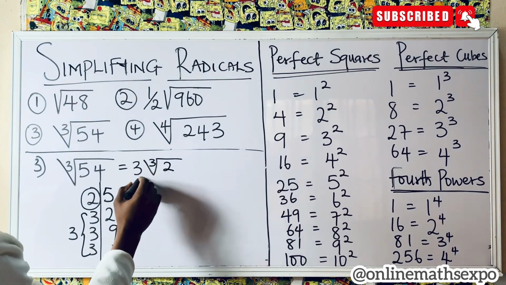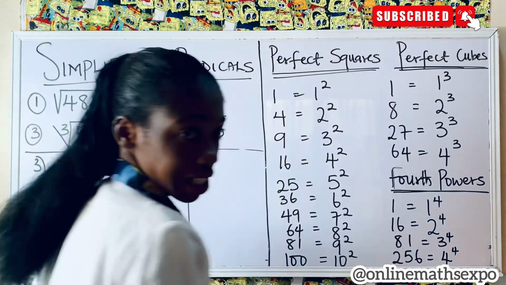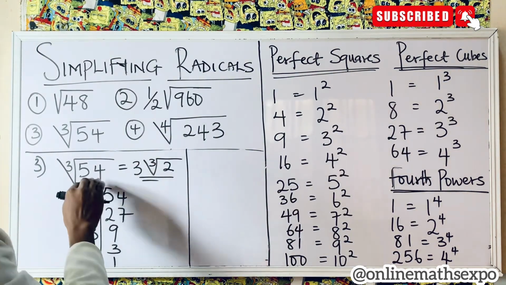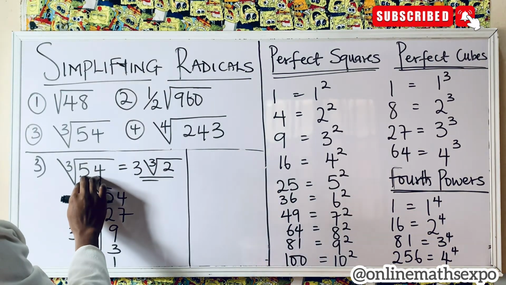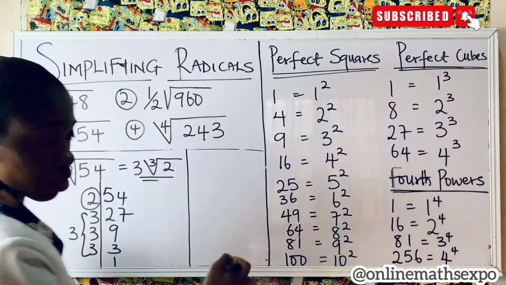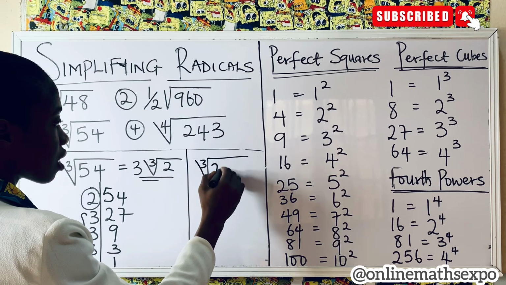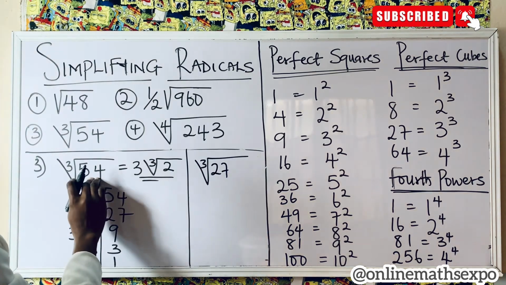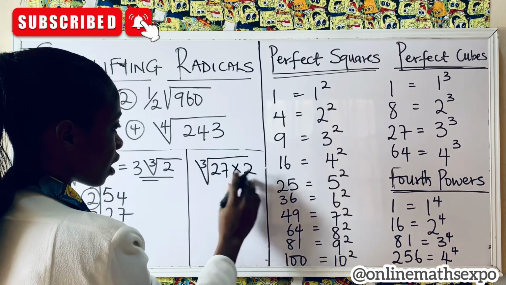You see what we have now. Now, if you are using the perfect cubes method, you're going to check out for the number that is closer to 54. The one that is closer here is 27. So that will give us cube root of 27. And when 27 divides 54, it is going to give you 2. So you multiply this by 2.